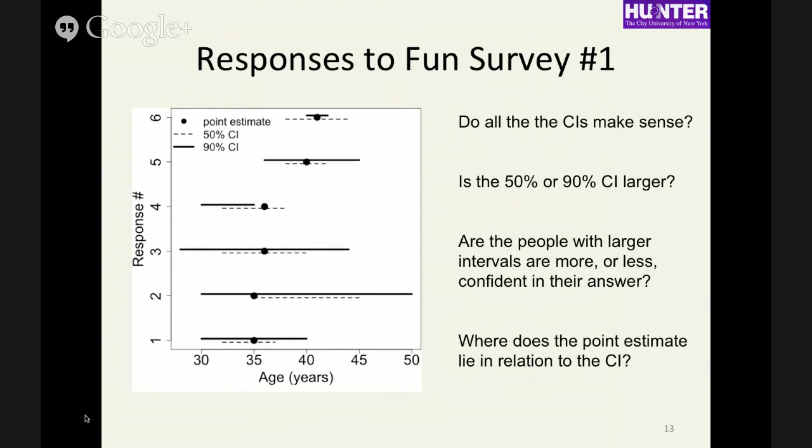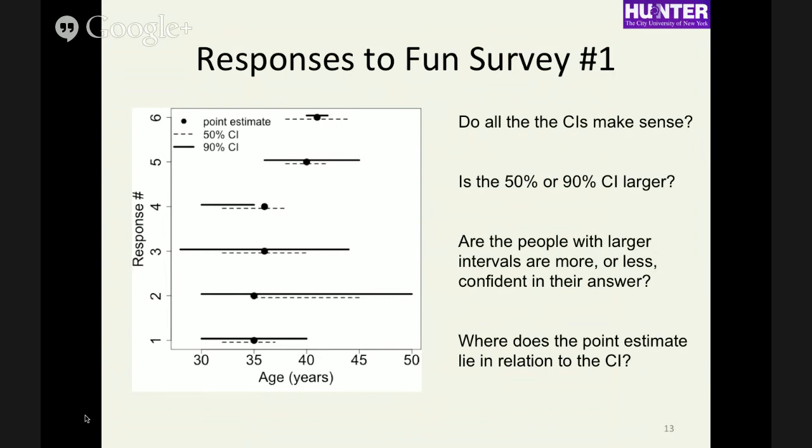Your point estimate should be within any confidence interval. It doesn't matter what the level of the confidence interval is. It must contain your best guess. It's an illogical confidence interval if it doesn't contain your best guess. Your point estimate should fall in your 50% interval, your 90% interval, your 99% interval, any interval. Your point estimate must fall inside it.